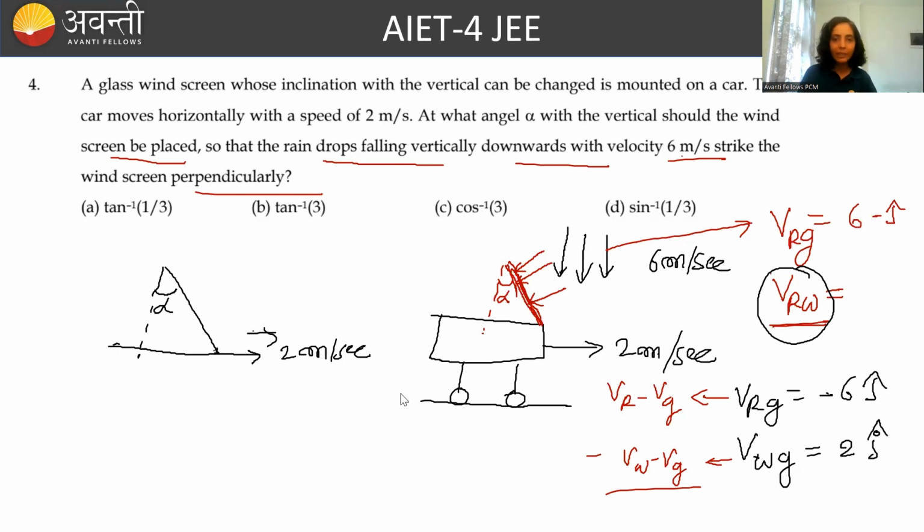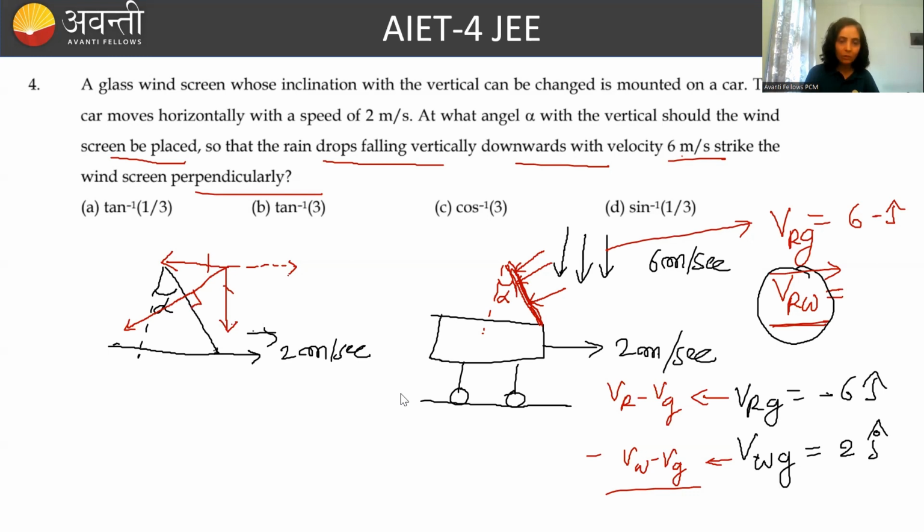So for calculating VRW, we need to subtract these two. Let's do it vectorially. VRG minus VWG. VRG direction is where it is falling like this. And VWG direction is originally in this direction, but we are subtracting, so minus VWG is in this direction. The addition of these two should be equal to VRW, and this should fall perpendicular to the windsill according to the question. So it should look like this.